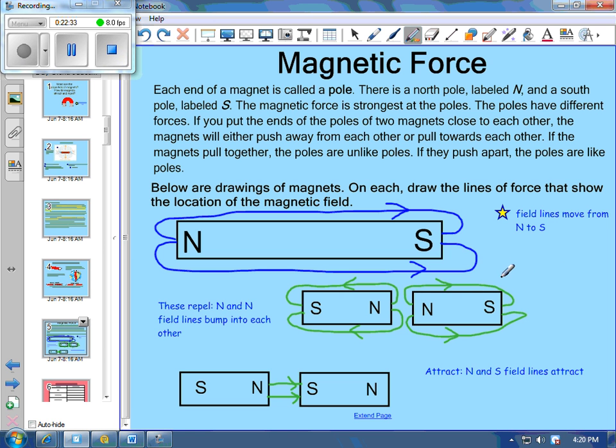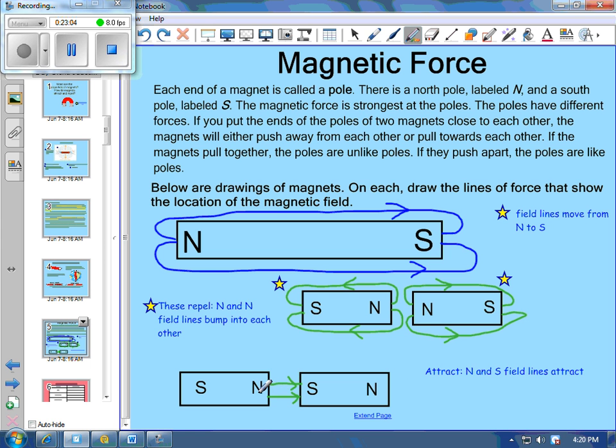Then I want you to draw these two bar magnets right here. So the north poles are facing each other. Notice that the field lines are coming out of the north going into the south on both the magnets. All right, and then write this over here. We have these repel. The north and north field lines bump into each other. So this is the space where the magnets are repelling because the field lines are bumping into each other.